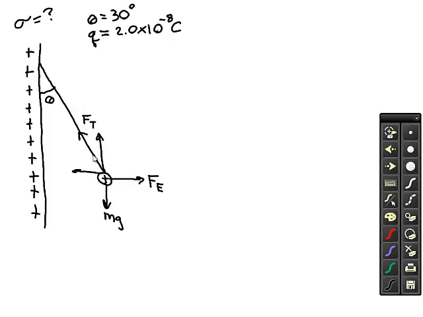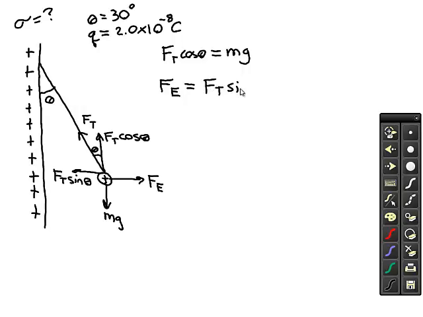So this guy is theta. I'm going to call this Ft cosine, Ft sine. And so if this guy is in static equilibrium, my claim is that Ft cosine theta equals mg, and that Fe equals Ft sine theta. All right. I don't see a sigma anywhere in sight in any of those equations.